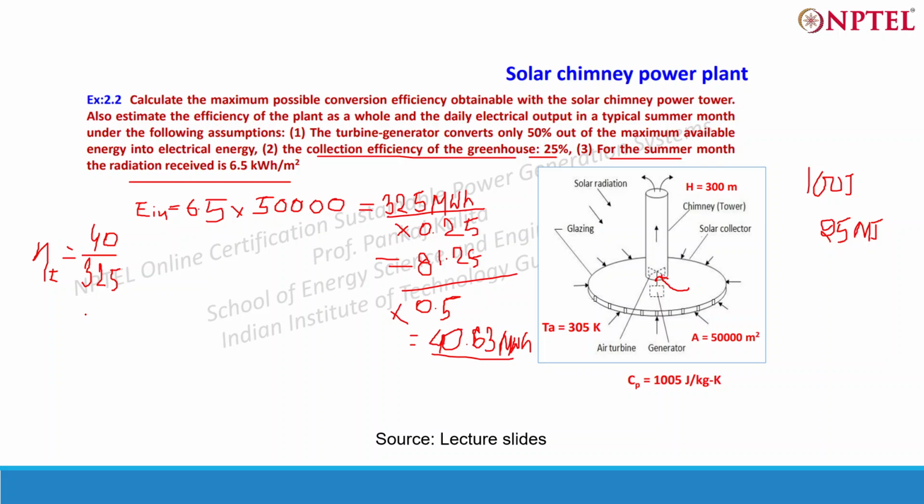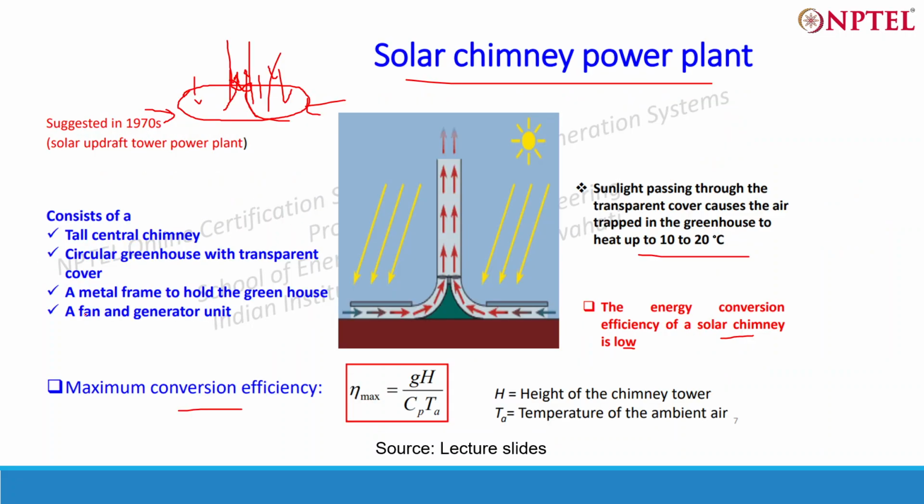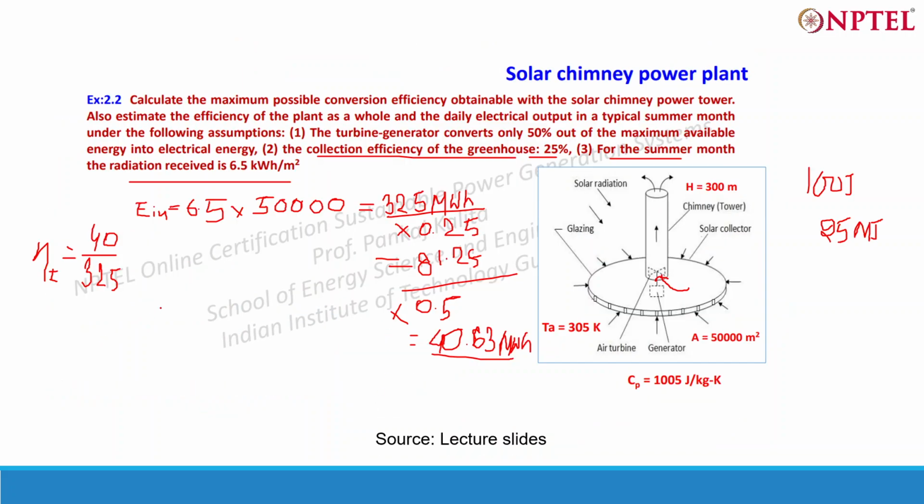Okay, first law efficiency you can calculate. But we are more interested in conversion efficiency. What is the maximum conversion efficiency? So you can just use this formula. G is 9.81.